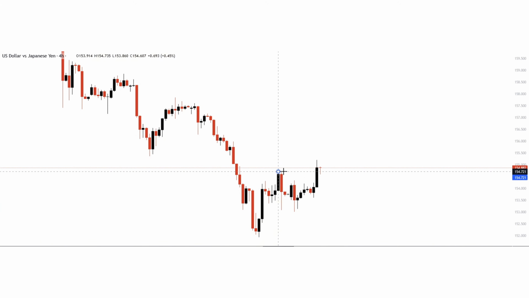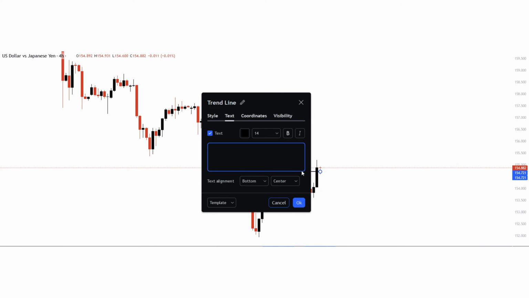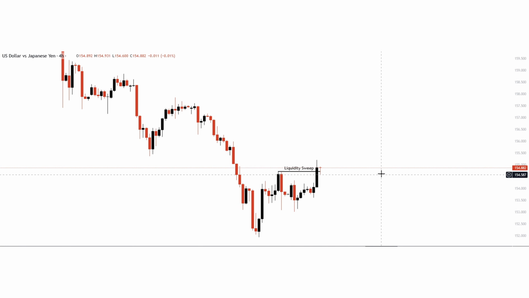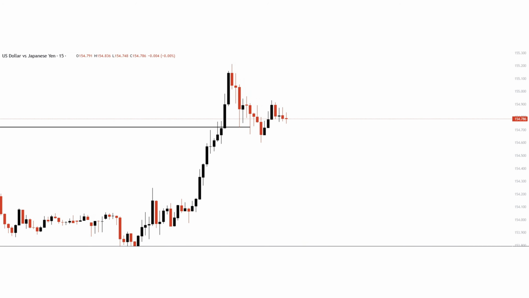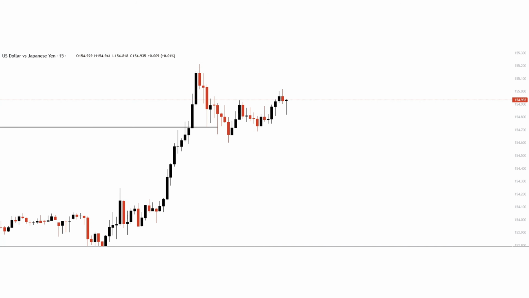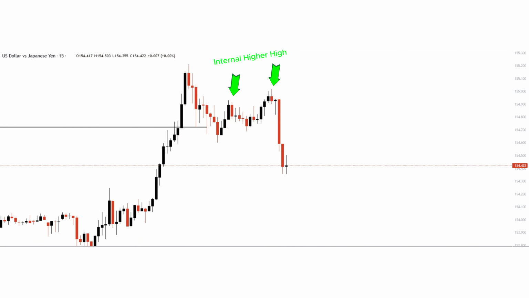So taking into consideration this as the liquidity sweep and the point of interest, we drop down to a lower time frame for more concrete price action details. So this is the 15-minute time frame of the same pair. We also have the line from the liquidity sweep. And the price basically created an internal higher high, which is indicative of a continuation of the uptrend in the small time frame. But shortly after, it broke to the downside.